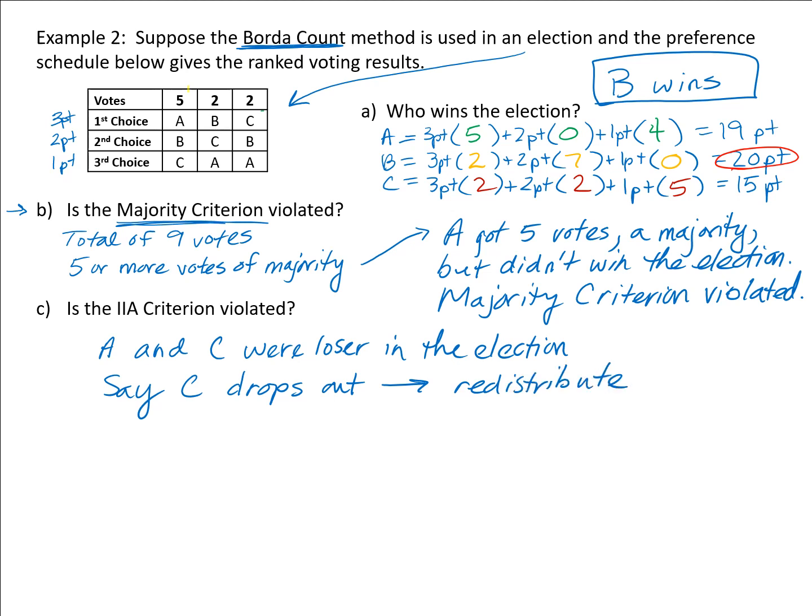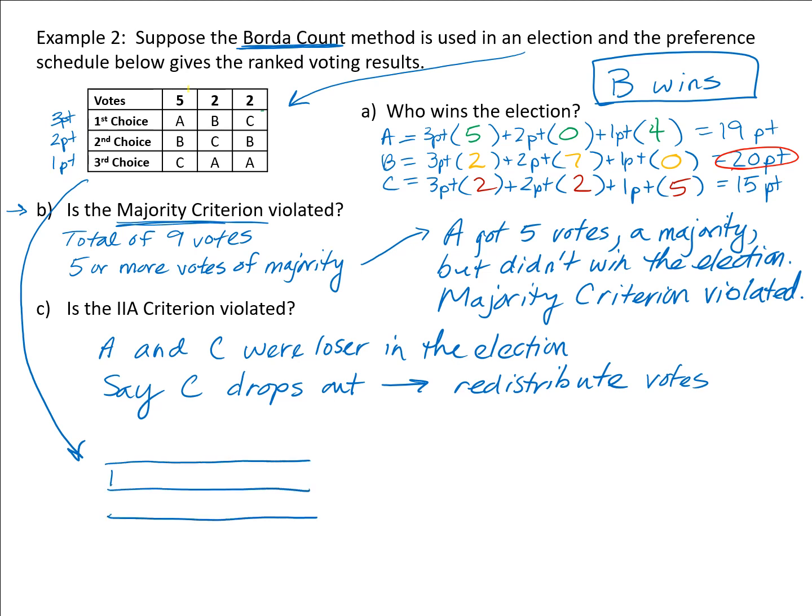Now, it's not just about simply redistributing first choice votes. We need to redistribute all of C's votes. And because we're dealing with Borda count, the easiest way to do that is just to redo the table. Because Borda count relies on not only first but second choice votes, the best thing we can do is just redo the table and then redo our calculation.